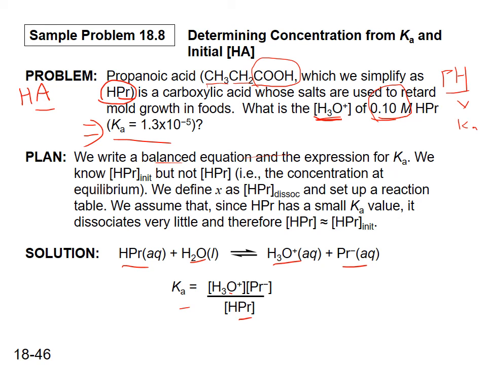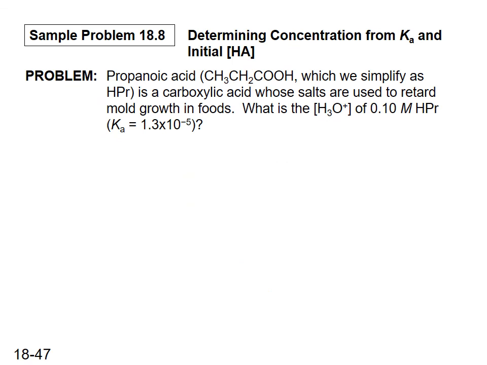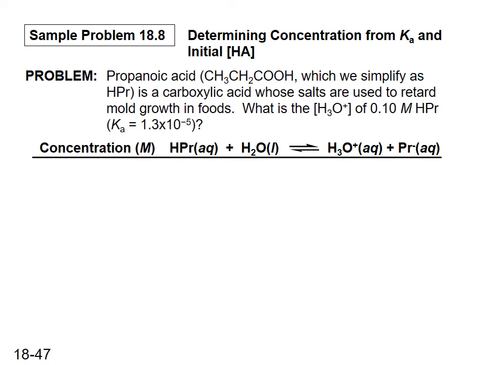So next let's draw the reaction table. To construct the reaction table, we first write a balanced equation. So here is the balanced equation, and then initial concentration. So acid given 0.10, hydronium ion. Again, we assume hydronium ion from autoionization of water is negligible. So write 0 here, and anion 0 here, that's initial.